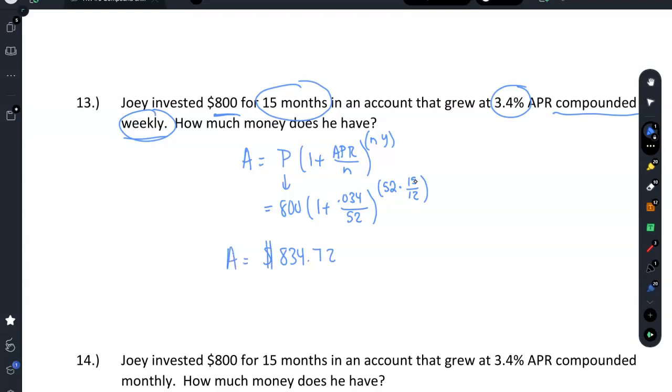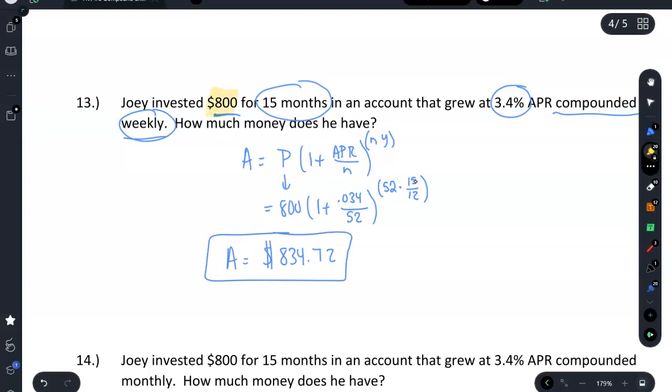And we can always double check our answers and see that they should kind of make sense. If I invested $800, I expect that to grow. If it's at 3.4%, it's growing at a decent rate, but it's not going to be something outrageous. So you can see that if I had it in there for 15 months, I made a total of $34.